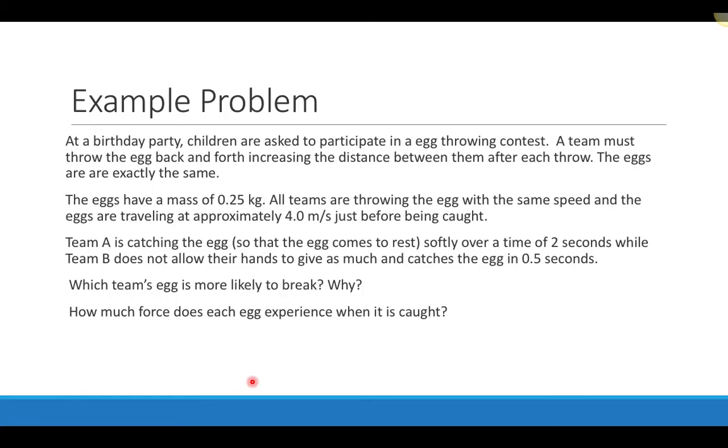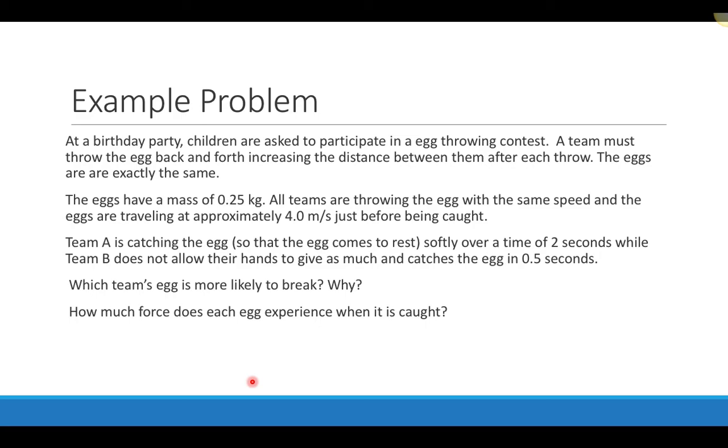So we have one last example. We're at a birthday party and children are asked to participate in an egg throwing contest. And maybe some of you have done that before, where you stand away from one another in teams and you throw the egg back and forth, or a water balloon, for example, and you try to catch it so that it doesn't break, and then you keep walking further apart. So a team must throw the egg back and forth and then increase the distance.